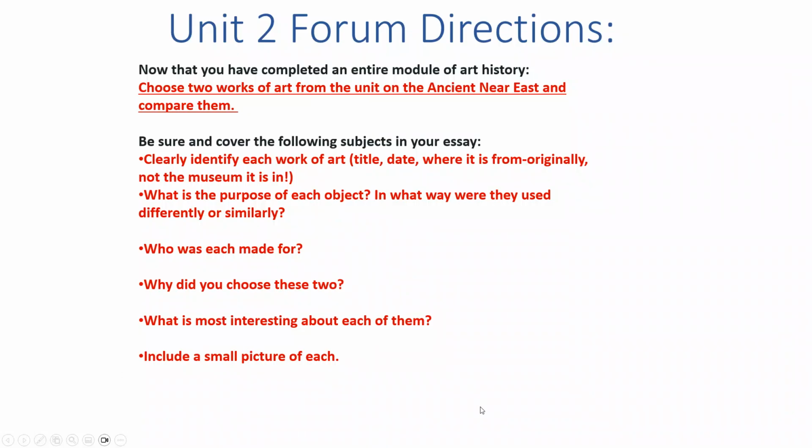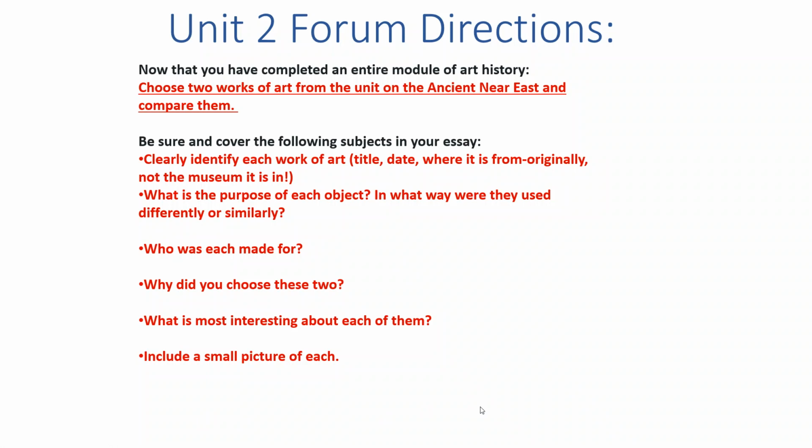So the directions specifically for Unit 2 are right there in the assignment, but I've made it big here and it's in red. So the first thing you're going to do is, after you read the materials from the unit, you are going to choose 2 works of art from the unit, which is the whole unit, Unit 2, Ancient Near East, and you are going to compare them. So you need to do the following things. You need to identify the work, state its purpose, or if it was used for something, and is this different from the other image that you chose? Who was it made for? Why did you choose these 2 works, and what do you find interesting about them?